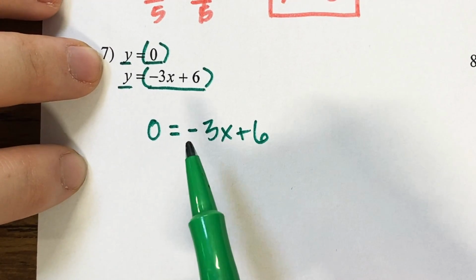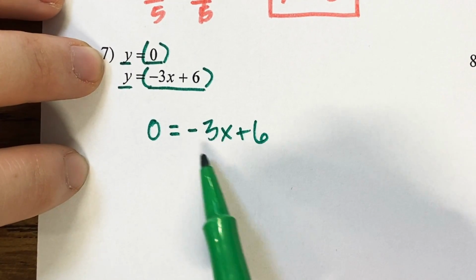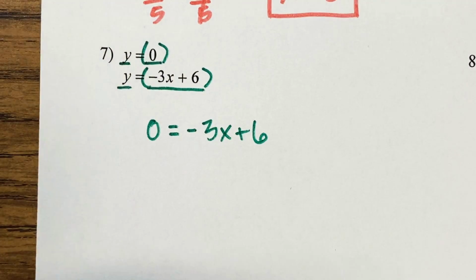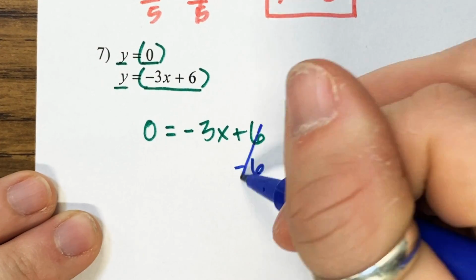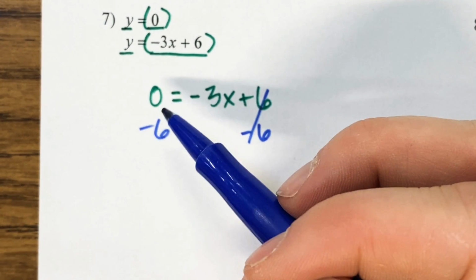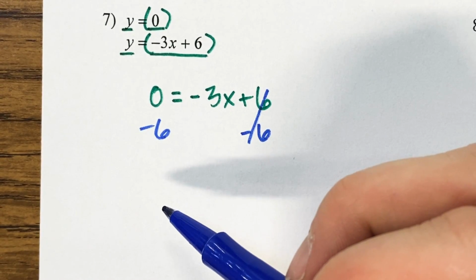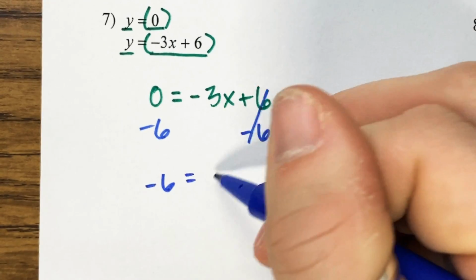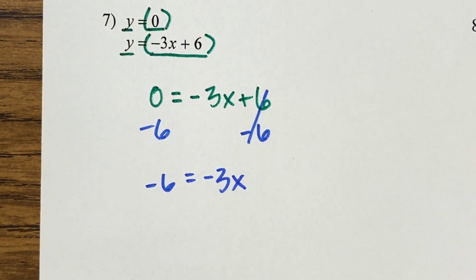So let's get rid of what's farthest away from the x. This -3 is attached to it, so we need to get rid of this plus 6 first. What is the opposite of plus 6? Subtract 6. So subtract 6 from both sides. So what is 0 minus 6 going to give me? -6 equals -3x that is still left over.